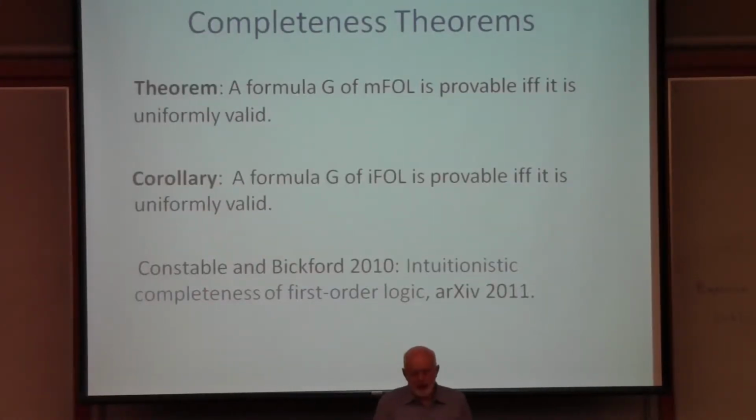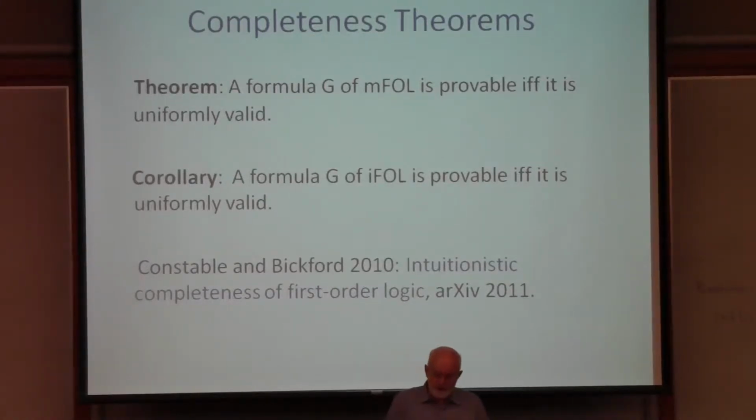All right, so anyway, we at least now have the words to state the theorem, and we'll try to make those words sensible. So the theorem, the corollary, is the thing we're after. A formula G of intuitionistic first-order logic is provable if and only if it's uniformly valid. That's our theorem from 2010.